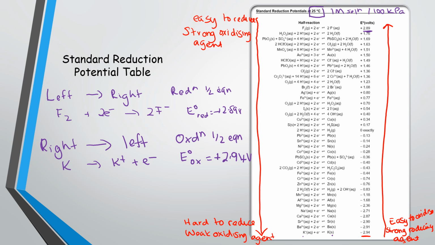Now at the top, if you go from fluoride ions to fluorine gas, and this doesn't really want to happen, you'll notice the E0 for the oxidation is now negative 2.89 volts. So this is telling us that it doesn't want to happen. So this is hard to oxidize, which means it's a poor reducing agent.